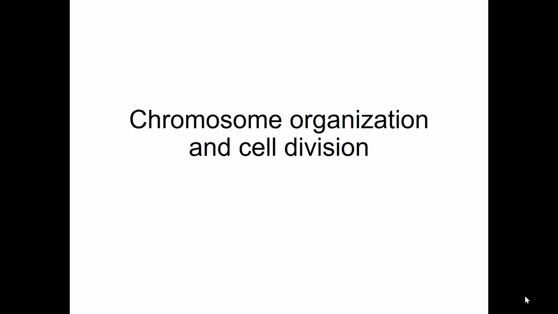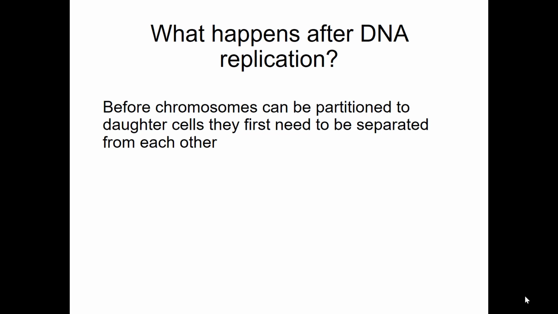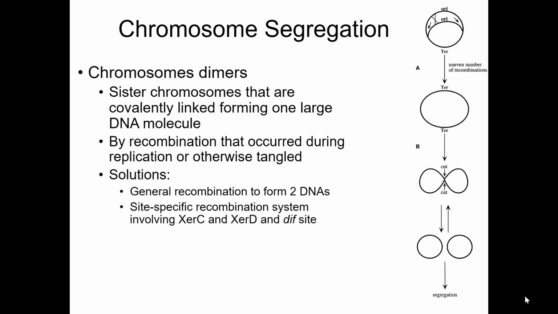Okay, let's move on to chromosome organization and cell division. So the last two lectures, we talked about replication of the bacterial circular chromosome. So the question is, what happens after DNA replication? Well, before the chromosomes can be partitioned into daughter cells, they first need to be separated from each other. So there's a couple problems that can occur during cell division that will inhibit chromosome segregation.